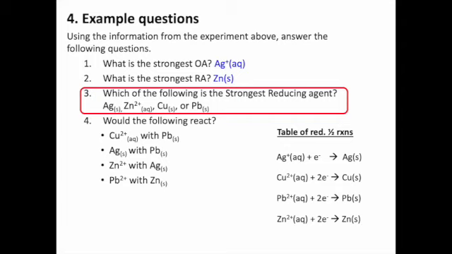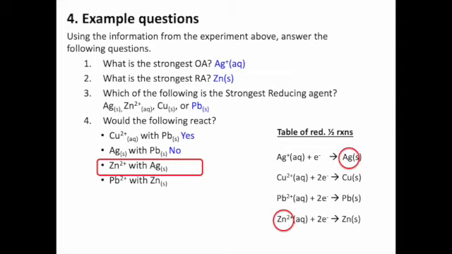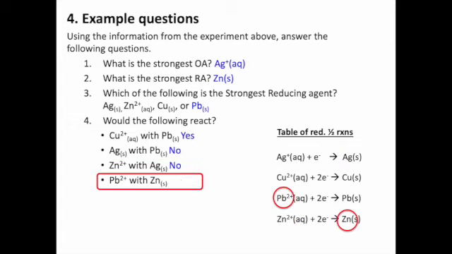Which of the following is the strongest reducing agent? Silver metal, zinc ions, copper metal, or lead metal? Well, we can look at our table, and it would have to be the strongest reducing agent is lead metal, the lowest on the right side. Okay? Would the following react? Copper 2 with lead metal. Spontaneous. OA is above RA. Ag and Pb. Nope, they're on the same side. Zinc 2 with Ag. Nope, OA is below RA. Pb2 with zinc. Yep, OA is above RA.